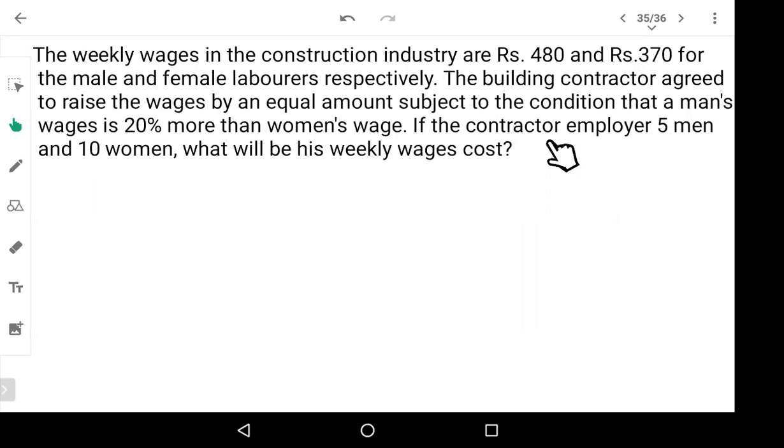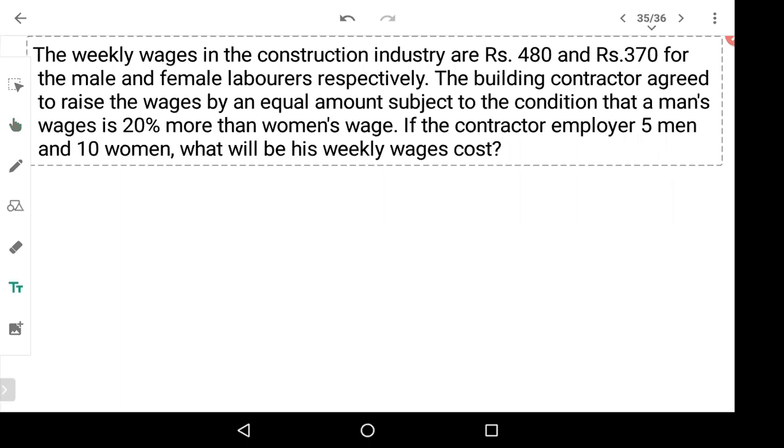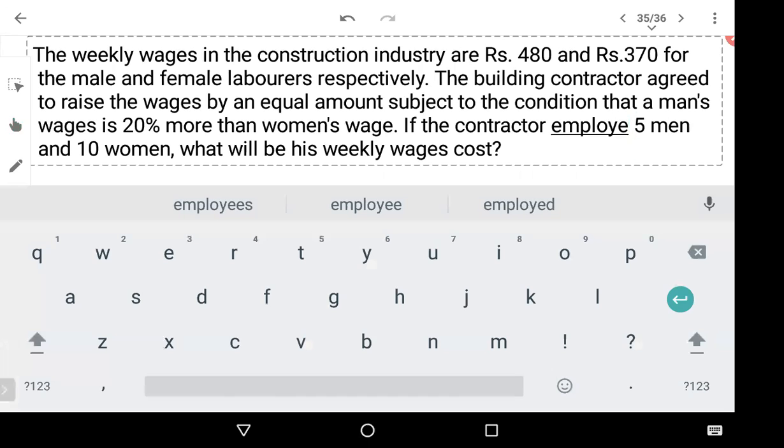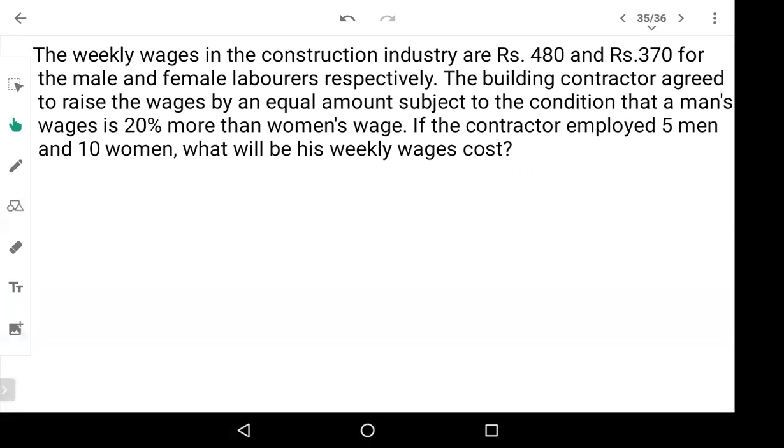If the contractor employed, that is employed, not employer, let me correct it immediately, if the contractor employed 5 men and 10 women, what will be his weekly wages cost? This is the question. So what is the actual question? What will be his weekly wages cost? The total weekly wages we are supposed to calculate. Okay, so let us start.